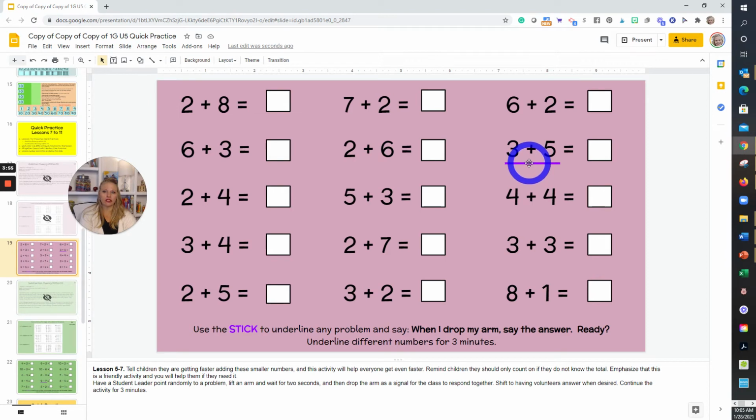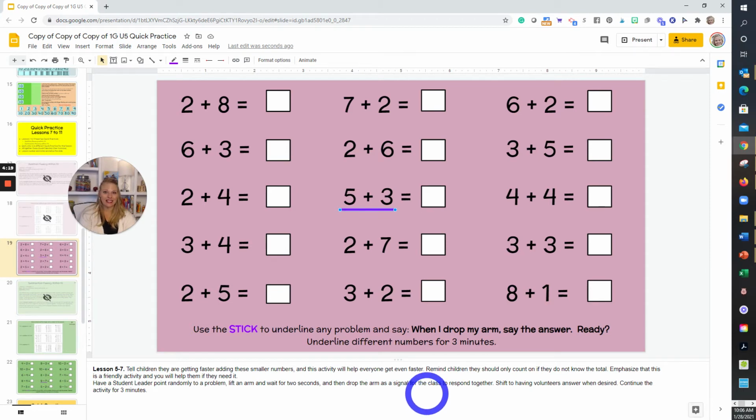So the idea would be that the student leader could just move the stick to one of the problems, and that when they give the signal, then all of the students are going to say the answer. So we're just now building automaticity with our facts under 10. So if I go here, I might say, boys and girls, read it with me. 5 plus 3, think about it. Class, 8, or you can do it more automatic than that. Move it here, think about it.